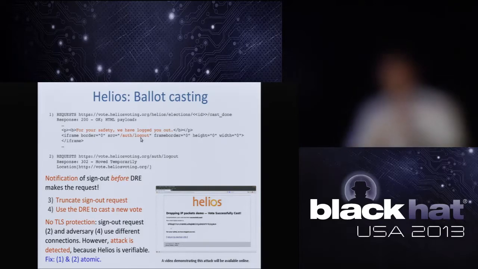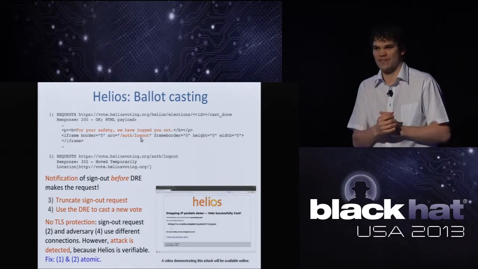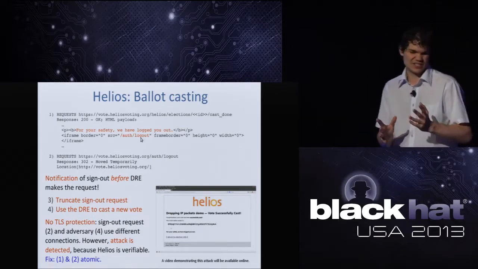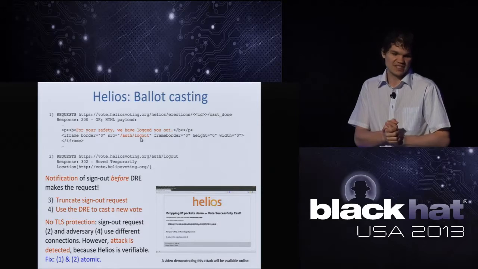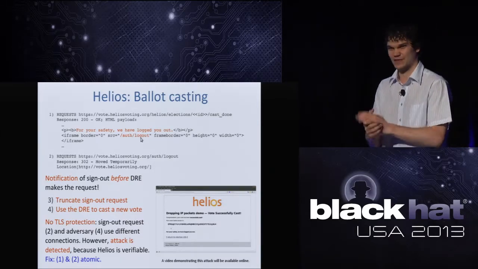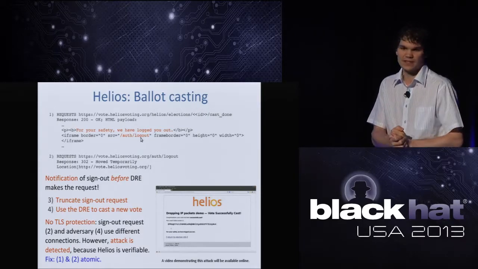So once I've dropped this logout request as the attacker, I can then use the DRE to cast a new vote on behalf of that voter. Now what's really cool about Helios is, or what's kind of cool, because the attack shouldn't be there, but what is quite cool is that Helios is verifiable, so I can actually verify this attack happened as a voter. So I knew I had been hacked, but there's not much I can do about it after the fact.